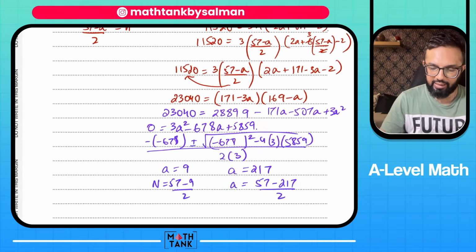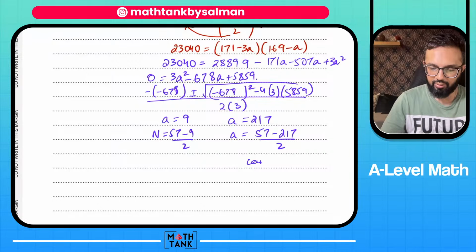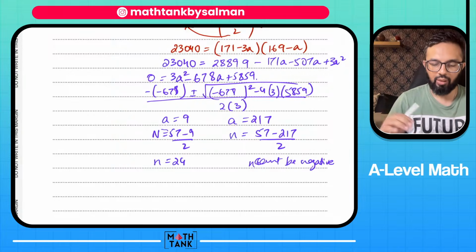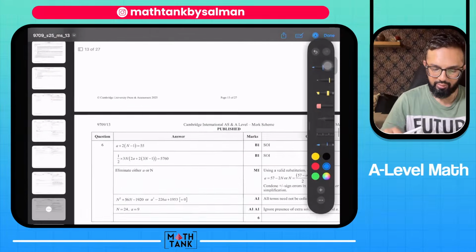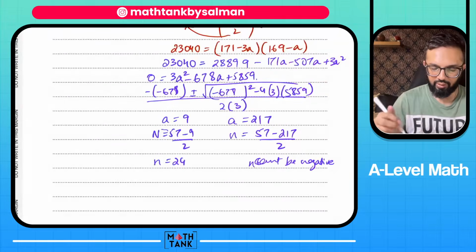Okay, so obviously n can't be a negative number. Oh wait, n can't be negative. n is 24. I think that should be the correct answer. 24 and 9, yeah. So 217 is discarded.